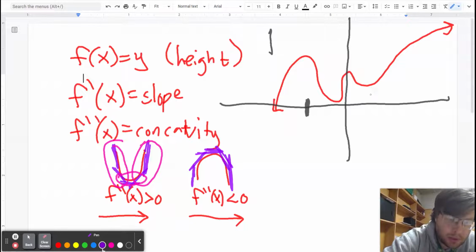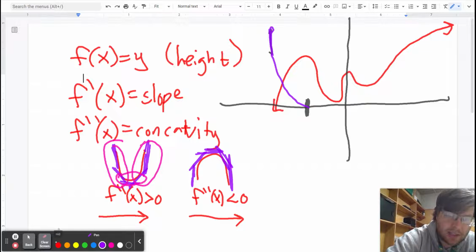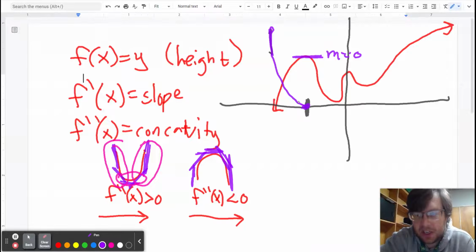And so up until that point, my derivative is positive. And at the point where my red function is flat, the red function would have a tangent line that looks like this, and this has a slope of 0. And that's why my purple graph has an x-intercept at that point.